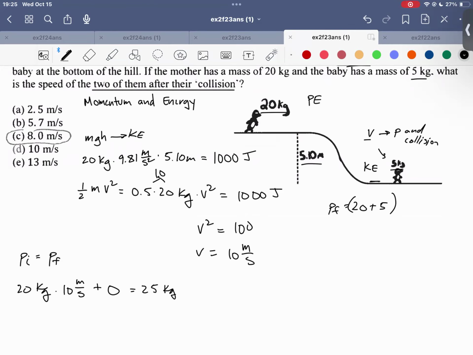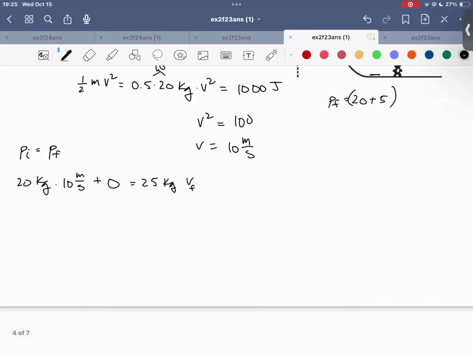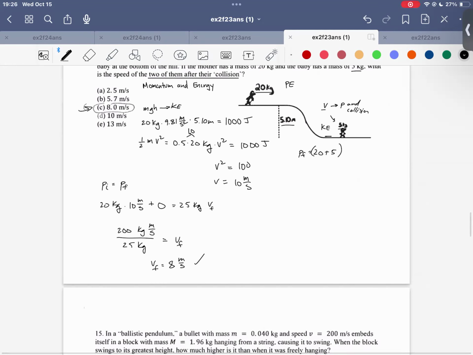kg. And velocity final is the thing we're solving for, right? So then we solve and we say this is 200 kg meters per second over 25 kg, and that gives us our velocity final. Velocity final is equal to 8 meters per second, which is our answer right here.